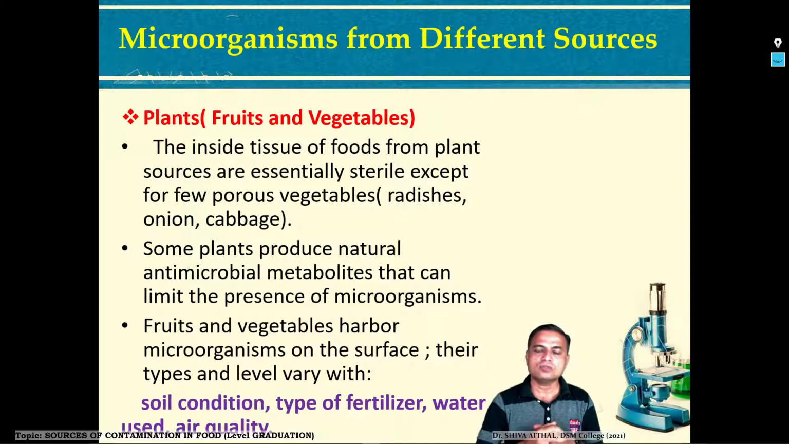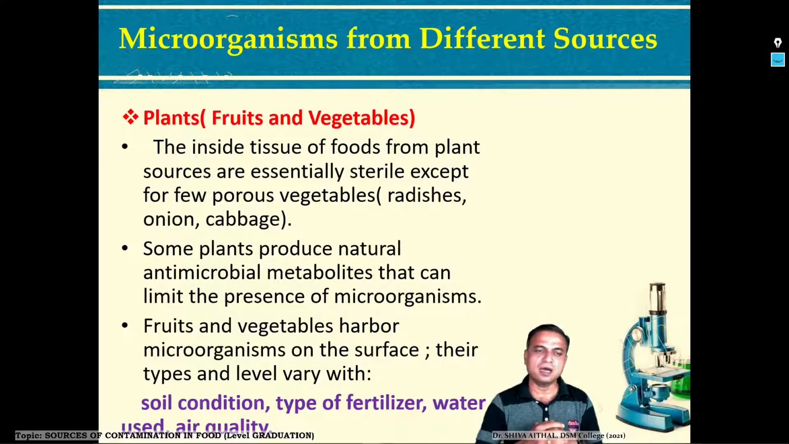But most of the plants produce antimicrobial metabolites which can inhibit microorganisms. Garlic and onion have an inherent potential of synthesizing antimicrobial agents. That is a separate area of study, but microorganisms are present when it is coming from agriculture, because it grows in soil.